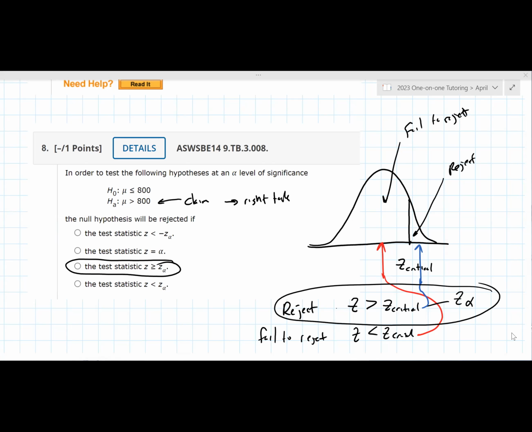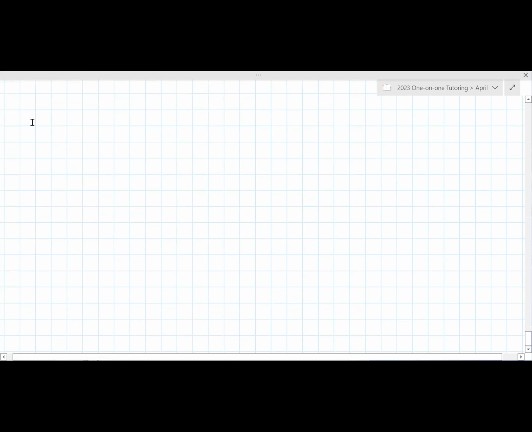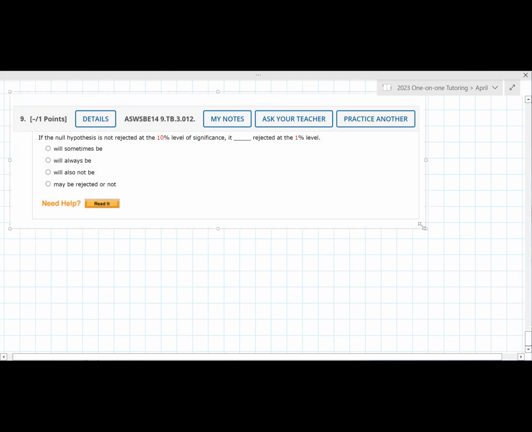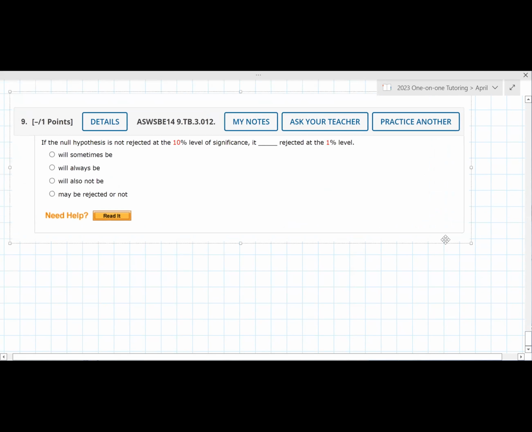All right, number 9. If the null hypothesis is not rejected at the 10% level of significance, so this is alpha, we reject if the p-value is less than alpha, so our alpha is 0.1. Since we're not rejecting, we need a p-value that's bigger, something like 0.2. 0.2 is bigger than 0.1. That's why you... not rejected, sorry. So you fail to reject, or do not reject, if it's greater than alpha.